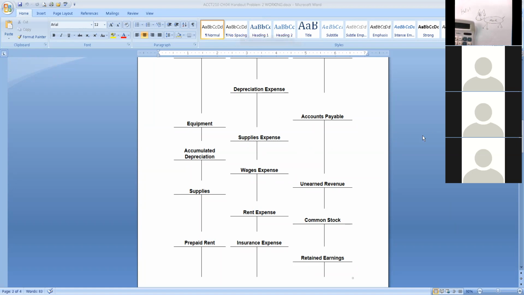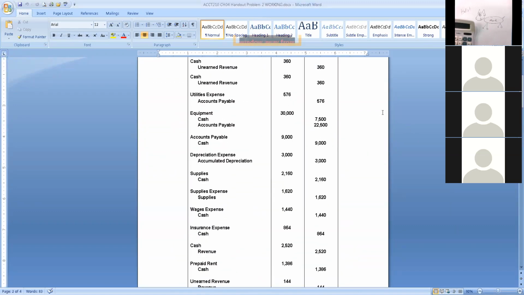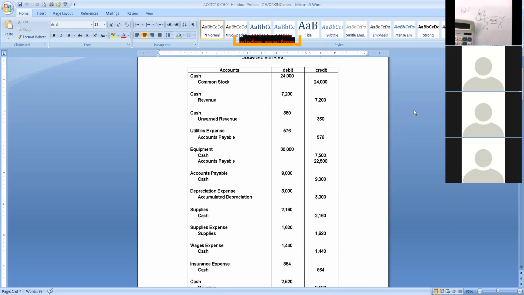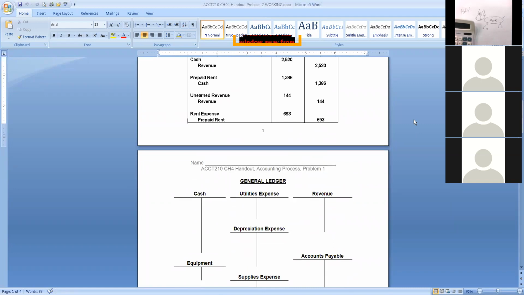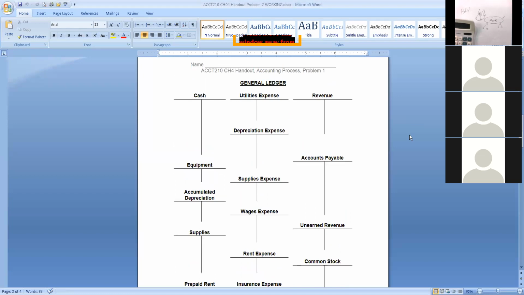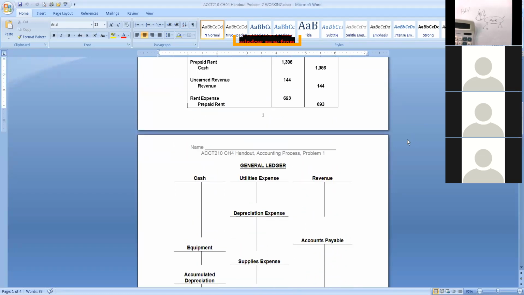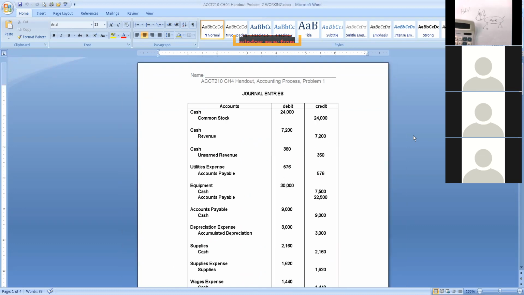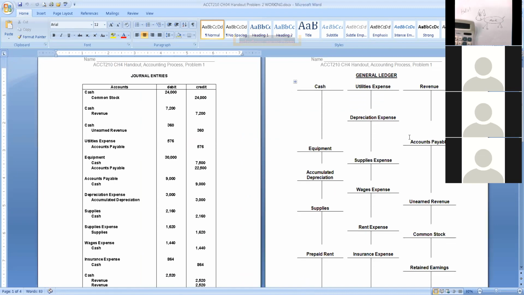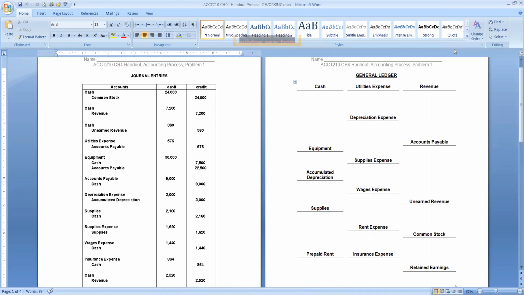All right, so what we're going to do, though, is take these accounts and move them over to what they call a ledger. The ledger, it used to be a huge book that sat on the ledge by the window, so they call it a ledger. Okay, so I think I can get these both on the same screen here. Okay, so we're going to use these journal entries.